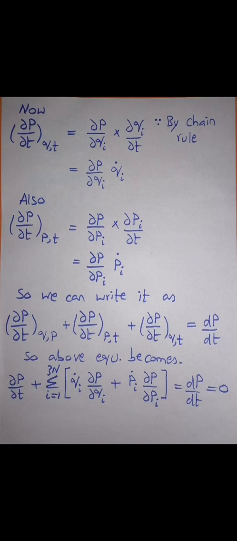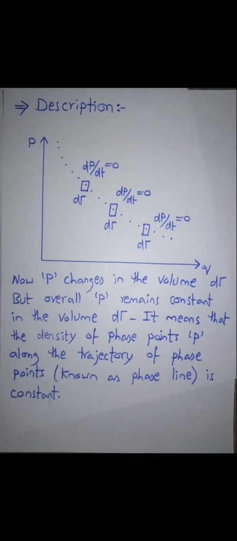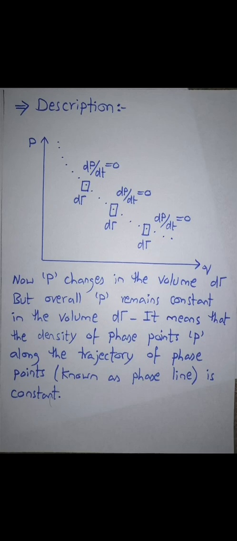Now we are going to state Liouville's theorem, and it states that the density of states in an ensemble of many identical systems with different initial conditions is constant along every trajectory in phase space. And finally, we are going to discuss its description.